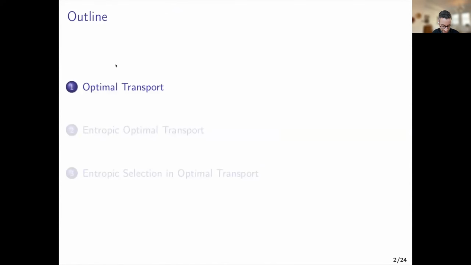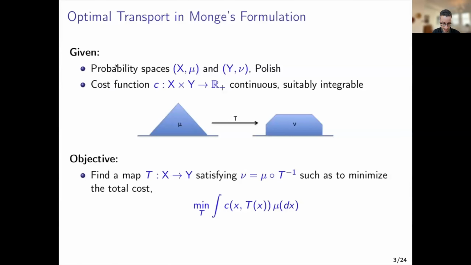So for this talk, there will be a general introduction to optimal transport and entropically regularized optimal transport for the first 10 minutes or so, and then I'll jump to the main part, which is this entropic selection problem. Many of you will have seen the optimal transport problem, but maybe it's good to bring everyone to the same page. The original formulation of the optimal transport problem due to Monge looks like this.